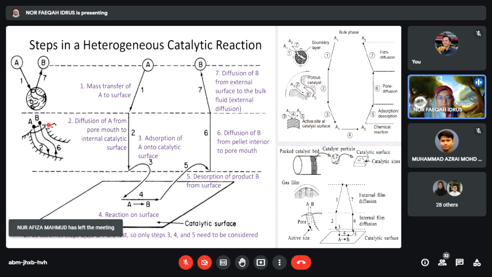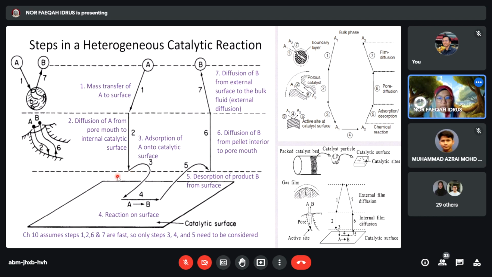So this is the pore mouth here, at the external surface of the catalyst, and on the surface there is a pore mouth. Therefore, reactant A will diffuse to the interior part of the catalyst. Okay, so that is the diffusion process.